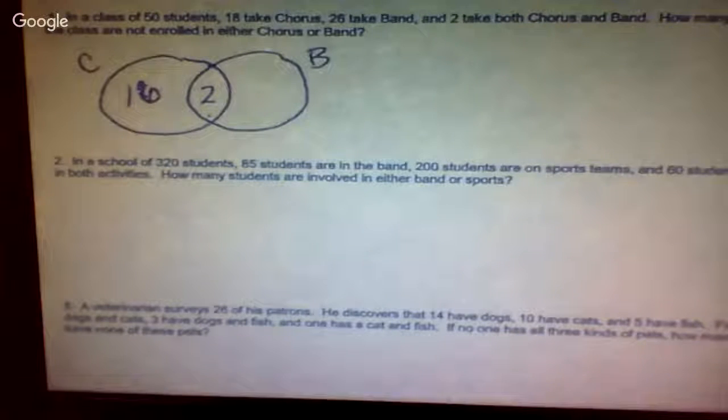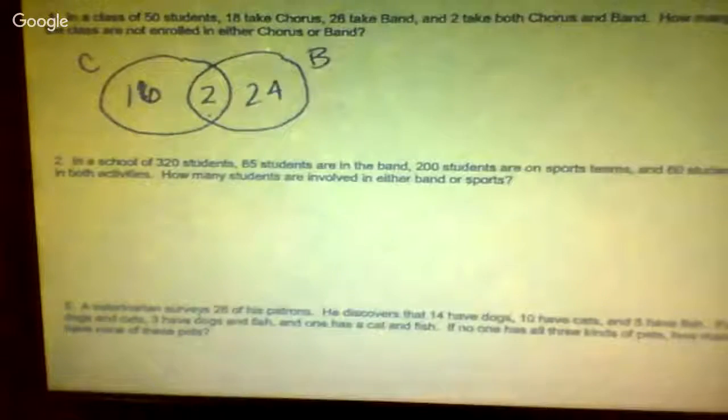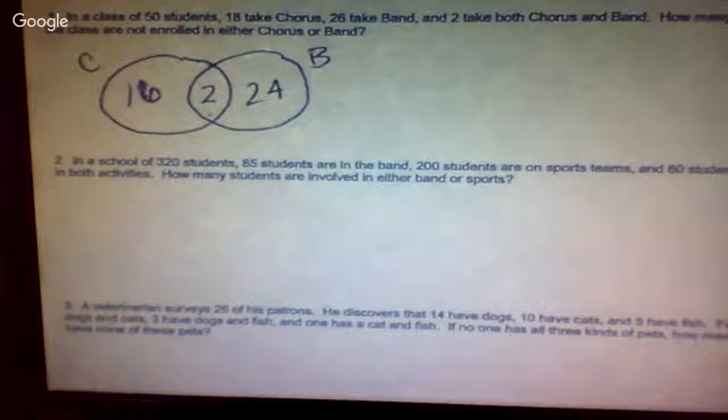Okay, so again, if I have 2 in the middle that take both chorus and band, and I have a total of 26 that take band, that leaves me with 24 that take just band. That is still a total of 26 band students. Their question though is how many students are not enrolled in either?